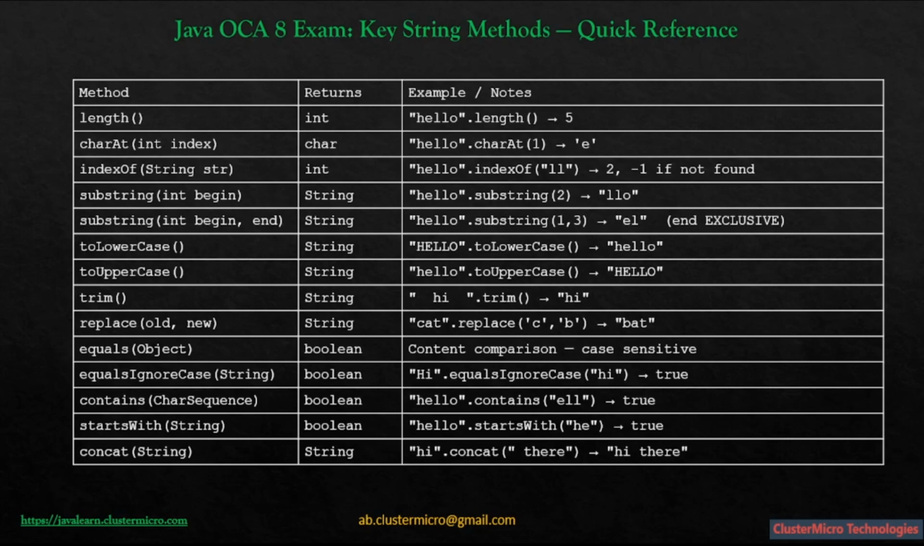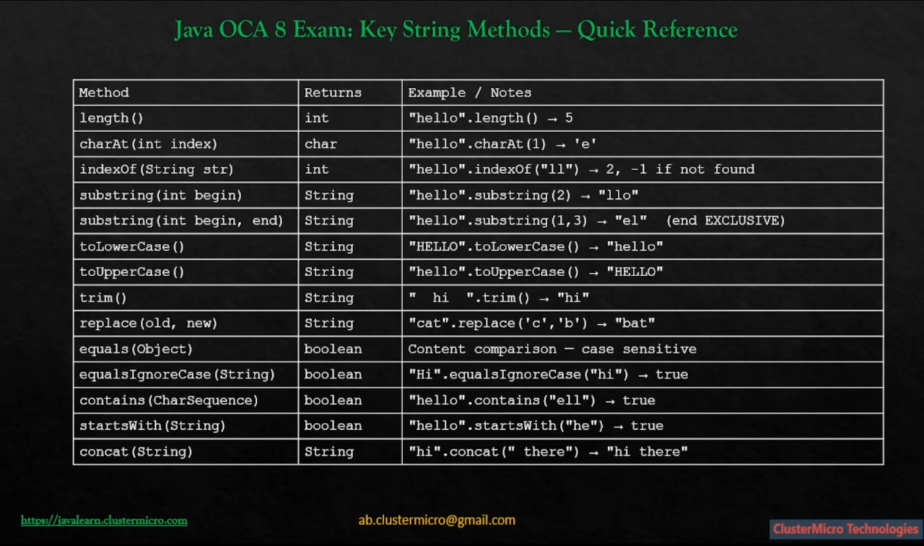Then we have toLowerCase and toUpperCase. These return a new string with all characters converted. The original is unchanged. Okay, same immutability rule applies. So HELLO in caps toLowerCase returns hello in small case, and hello in small case toUpperCase returns HELLO in uppercase. Then we have trim. It removes leading and trailing white space. So for " hi ", with a space before and after hi, trim will return hi without any spaces. Only the spaces at the start and end are removed. Spaces between words in the middle are kept. Again, it returns a new string.